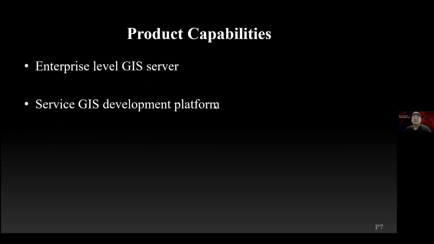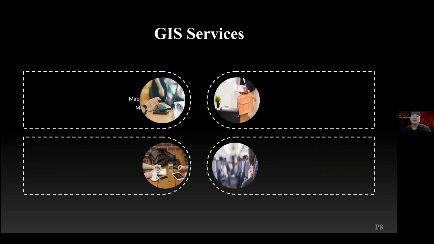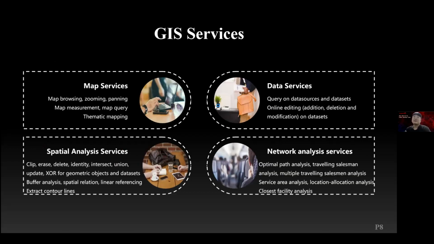Okay, the second is the product capability. It provides us the capability of an enterprise-level GIS server and service GIS development platform. There are some basic services supported by SuperMap iServer, such as map service. It provides us the capability of map browsing, zooming, panning, map measurement, map query, semantic map. Most of our later development work will be based on the map service.